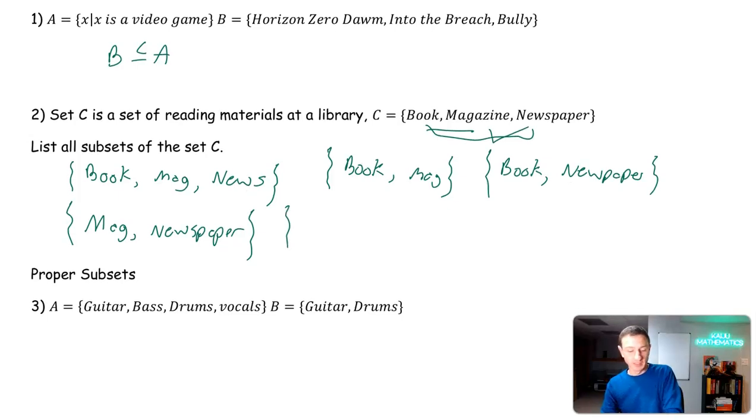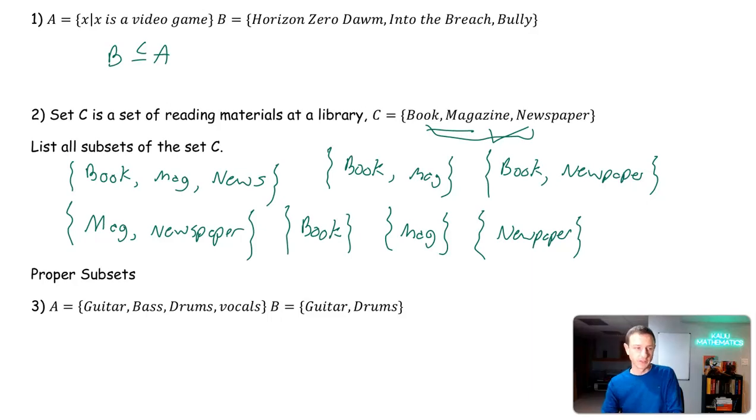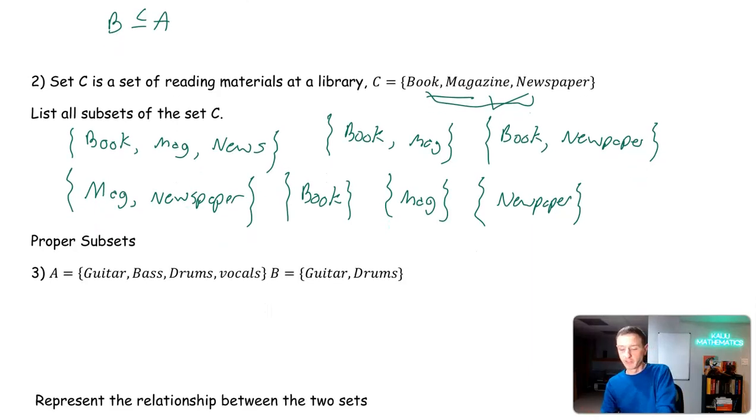What else? We can take each individual element. So book, magazine, newspaper. So it's 1, 2, 3, 4, 5, 6, 7, and the last one would be the empty set. There are 2 ways of notating the empty set: just 2 brackets, or you could use the empty set symbol. I'm just showing you 2 different ways you can notate the empty set.